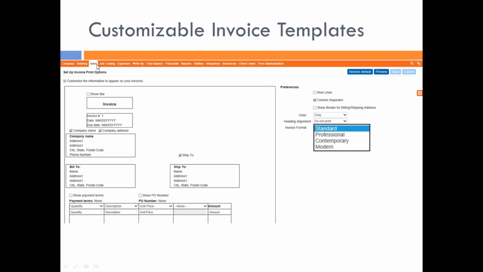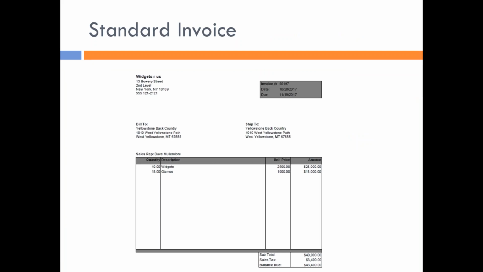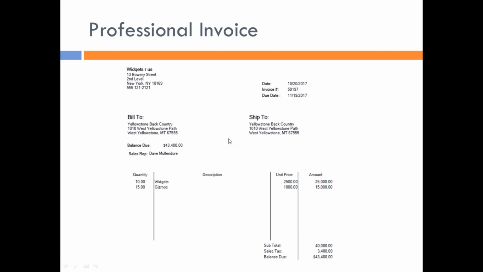So you would come to sales, and then at the bottom of the sales drop down is customize invoices, and you would go there, and then you select which invoice you want. It'll default to standard. This is what the standard invoice looks like. There's also the professional. This is the idea of what the look is for the professional invoice.